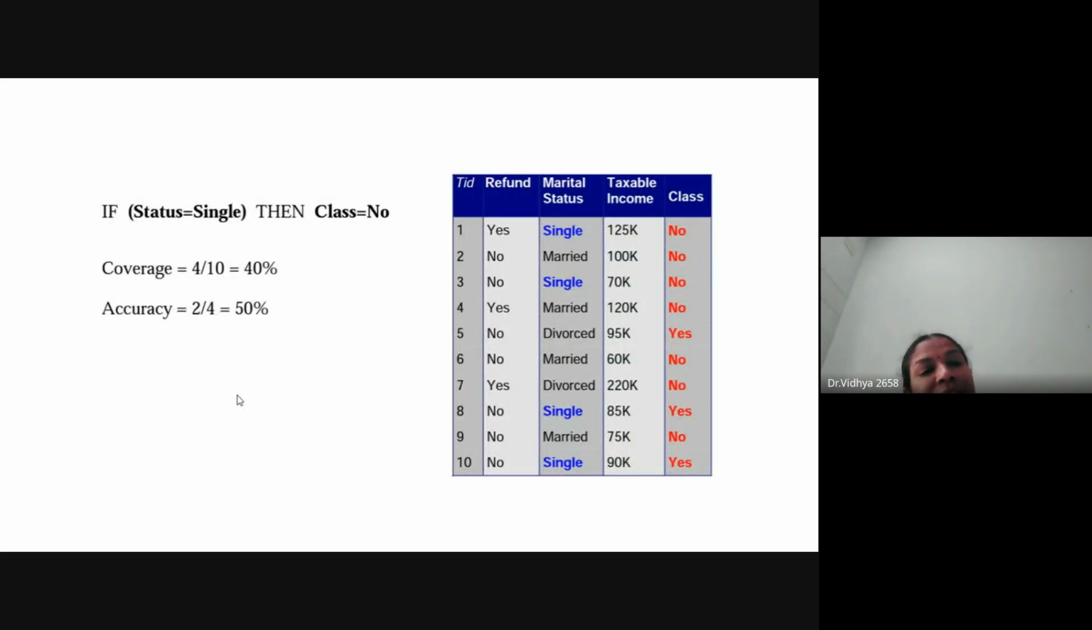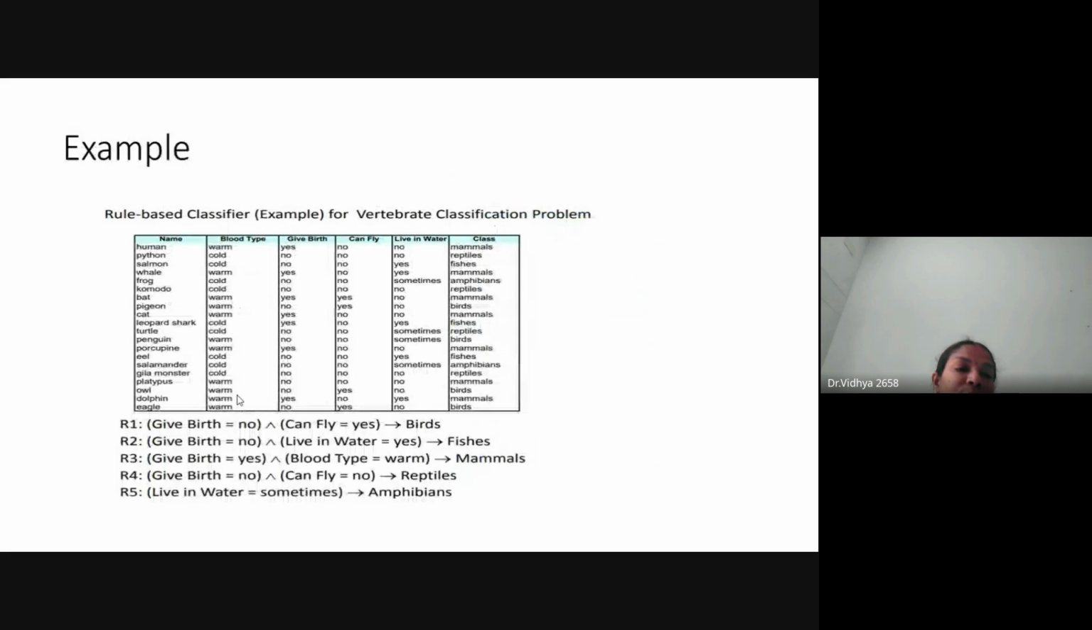So look at this example. If status is equal to single, then class equals no. That means wherever the status comes as single, it should be entered like that, such as for coverage as well as accuracy. Okay, so depending on the conditions it is getting framed. So this is an example for vertebrate classification. Okay, so we are classifying the vertebrates based on some certain rules.